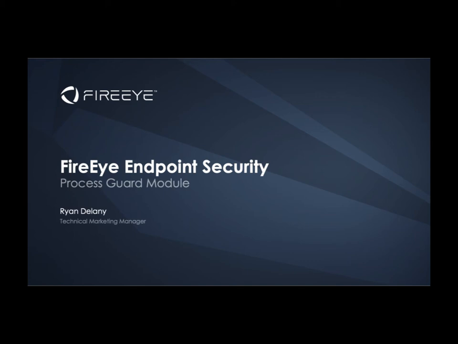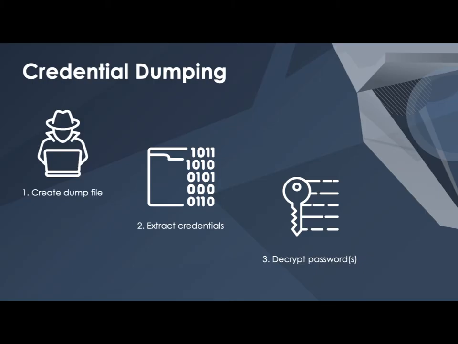In this video, I'll be using the Process Guard module for FireEye Endpoint Security to detect and block a credential dumping attack. Credential dumping is a popular technique used by threat actors to retrieve credentials from a compromised machine. Once obtained, these credentials can be used to facilitate lateral movement and data exfiltration within an environment.